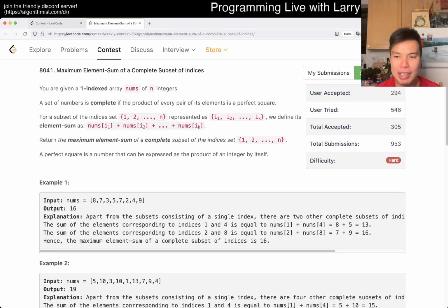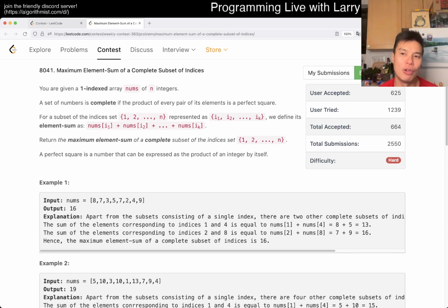So I'm not gonna lie, this one I actually misread initially for a long time, mostly because I thought that the product of all the subset has to be a perfect square, not every pair. Because once I reread it as every pair, it became slightly easier, but not that much easier.